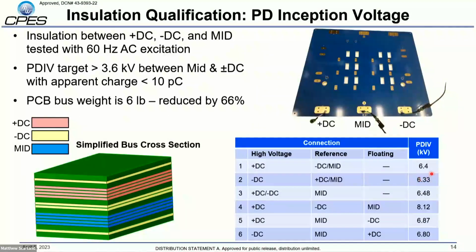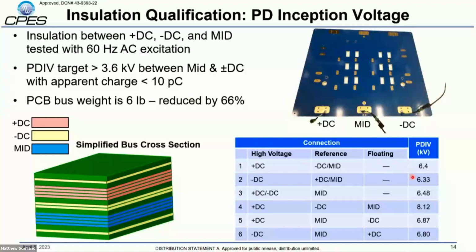So for the bus, we tested it on a layer-to-layer basis to check the insulation of each individual layer. And our target PDIV on this was above 3 kV per each layer, because again, remember the maximum differential voltage between any 2 layers is only 3 kV because we have that midpoint layer between them. And we're trying to target less than 10 picocoulombs apparent charge.